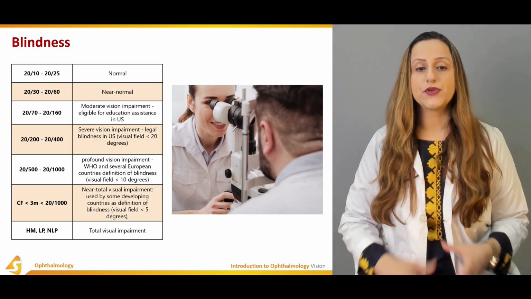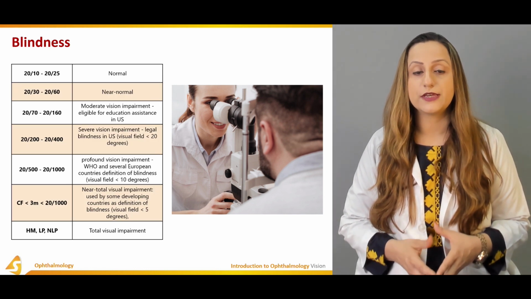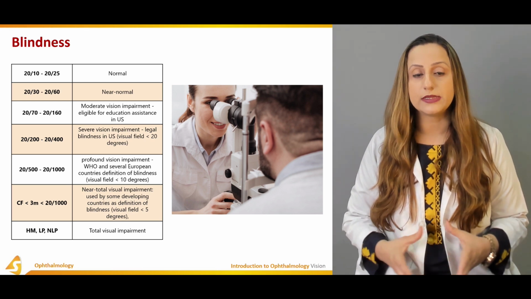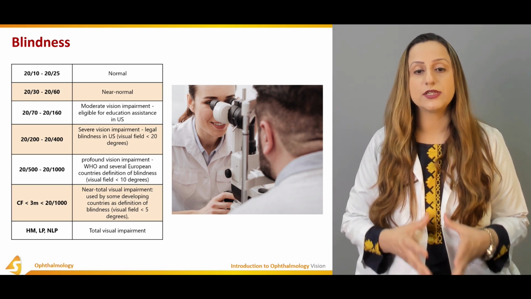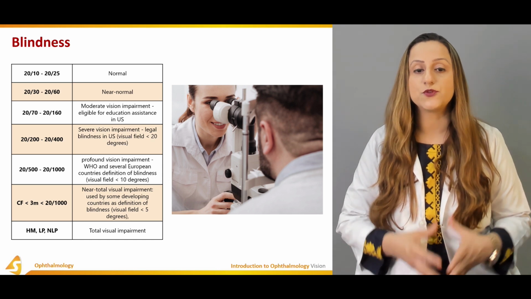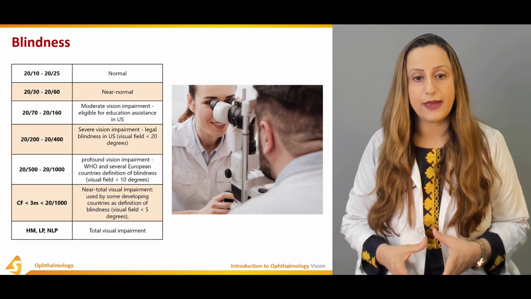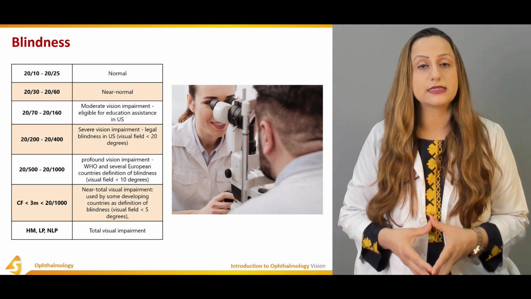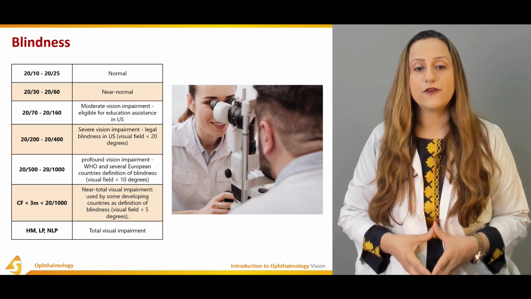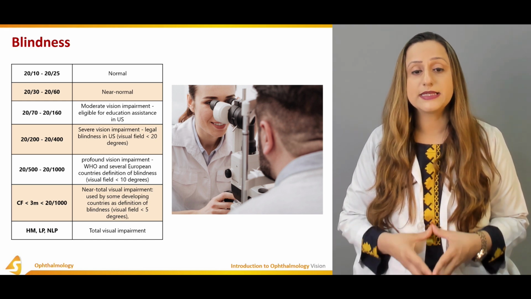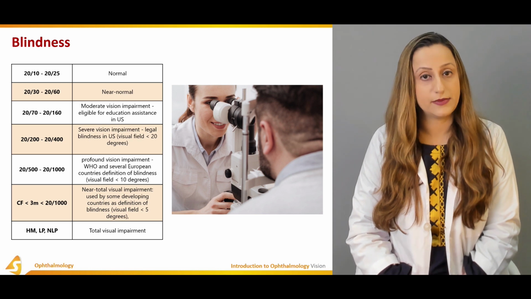Now, when we regard blindness, if the vision is 20/10 or 20/25, it's normal. Then we have 20/30, 20/60, it's near normal. Then we have 20/70, 20/160, which is a moderate visual impairment eligible for education assistance in the US. Then we have 20/200 or 20/400, that is basically a severe visual impairment.